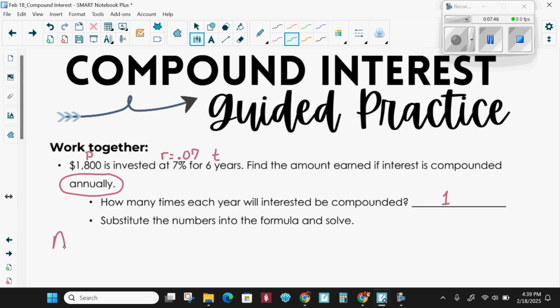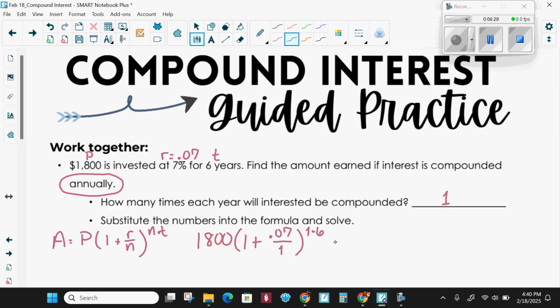So looking at our formula, okay, we're going to fill in. So our principal amount is 1,800. The 1 plus is always there, just like we did in the exponentials. Our rate is 0.07 in decimal form. We divide that by the 1, since we're compounding once a year. And then we have 1 times 6 for our number of years.